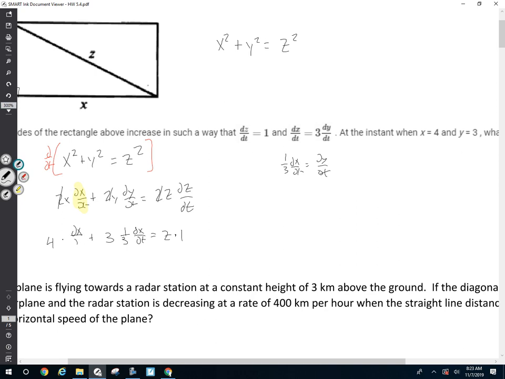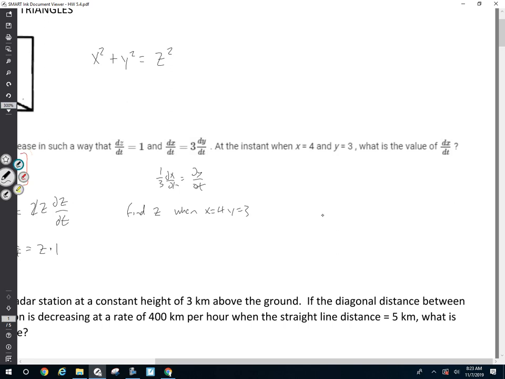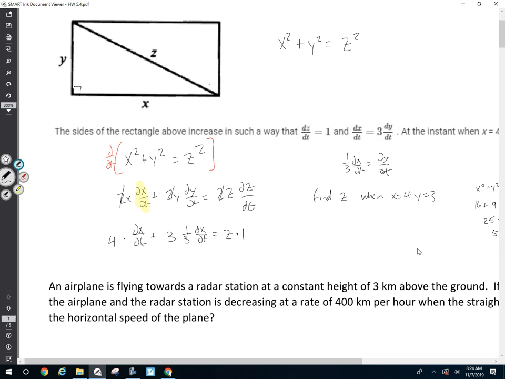dx/dt. Okay. I'm going to have to find z when x is 4, y is 3. This is not tough, and we all have to do that often. Given x squared plus y squared equals z squared, if x is 4, y is 3, z is going to have to be 5. This is a 3, 4, 5 right triangle. We're going to assume all distances are positive, so don't put a plus or minus. We're going to talk about this being a positive length, not a negative.